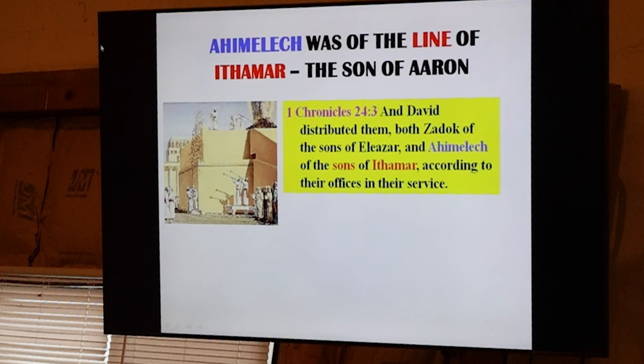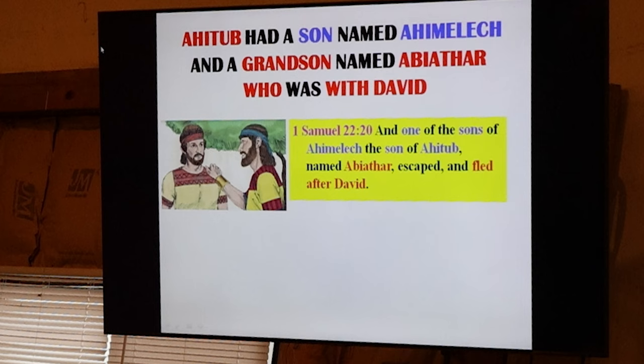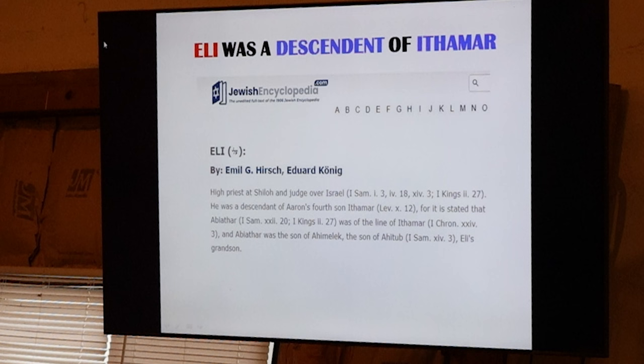What I just showed you in these verses, I basically grabbed from the Jewish Encyclopedia article on Eli, and I took the verses that they quoted there. It says he's a high priest at Shiloh and judge over Israel. He was a descendant of Aaron's fourth son, Ithamar. And this is how we know that, because of this verse, that verse, that verse. Okay, and that's what I showed you.